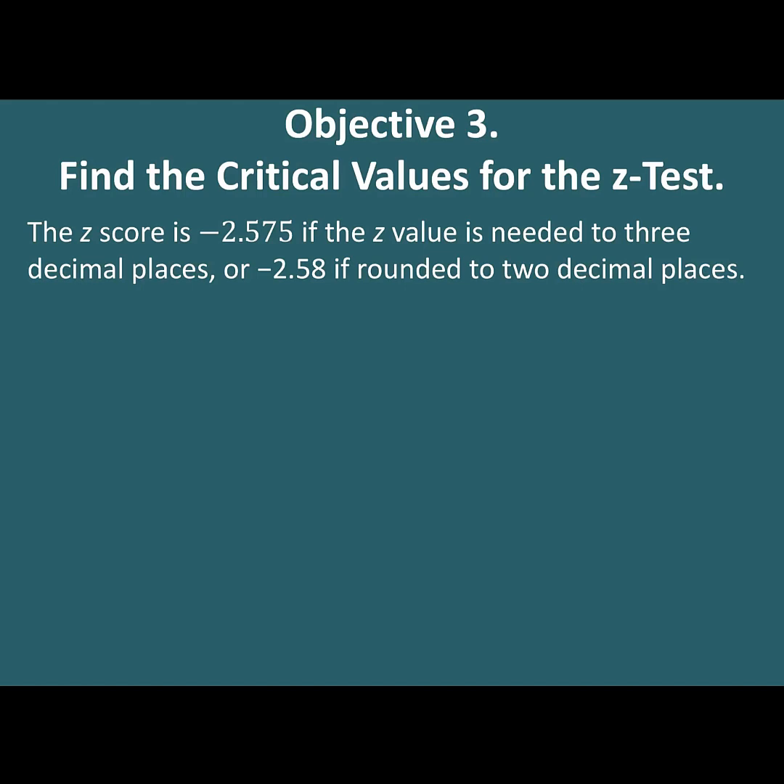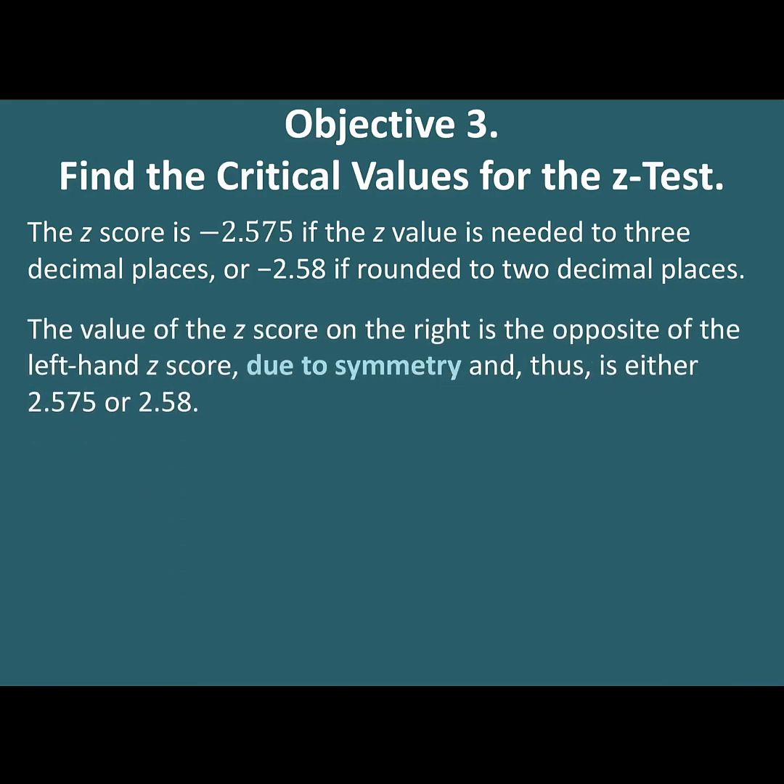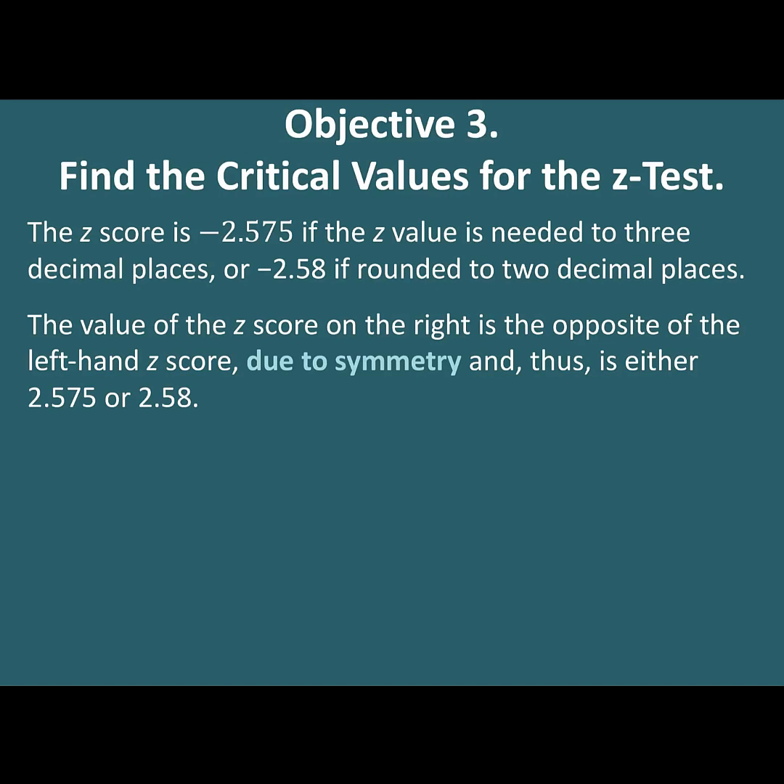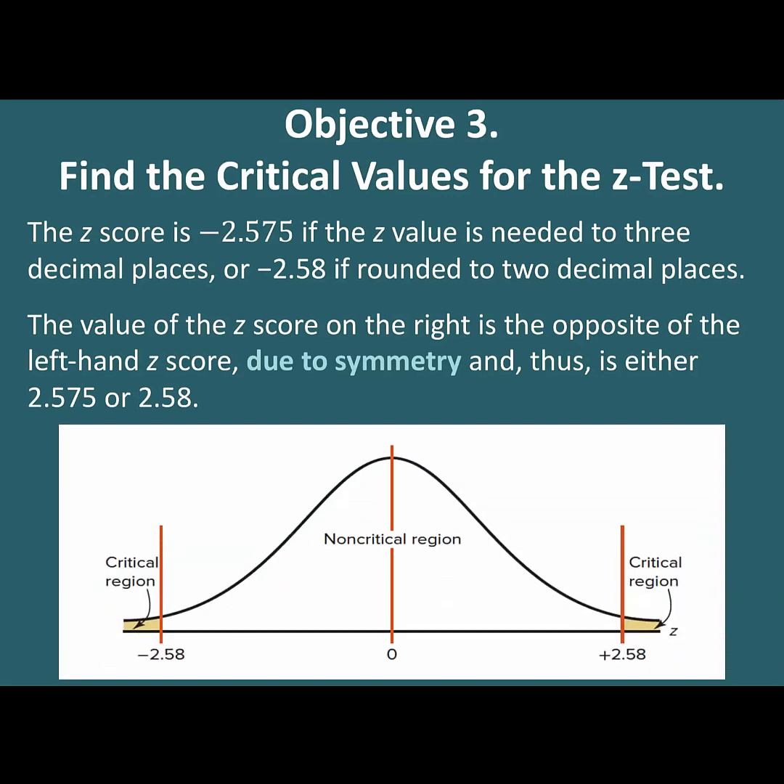Pause the video and see if you agree by looking at the table yourself. The z-value is needed to 3 decimal places, or negative 2.58 if rounded to 2 decimal places. The value of the z-score on the right is opposite to the left-hand z-score, so due to symmetry, that means our right-hand score would be positive 2.575, or rounded to 2 decimals, 2.58. Here we can see these values reflected in a graph. This would be known again as a two-tailed test.